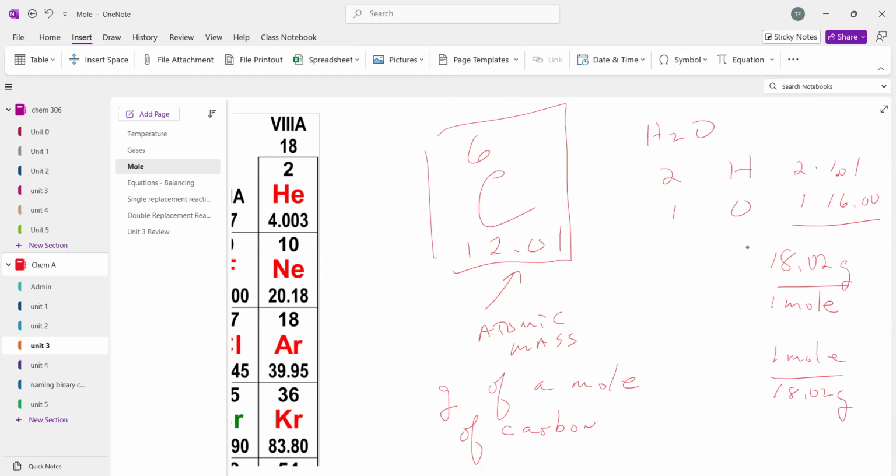Now that's very specific to the compound we're working with. It's not general at all. I want to emphasize this: it only applies to the specific compound. 18.02 is only valid for water, no exceptions, unless we're talking about a specific isotope of water, like heavy water.